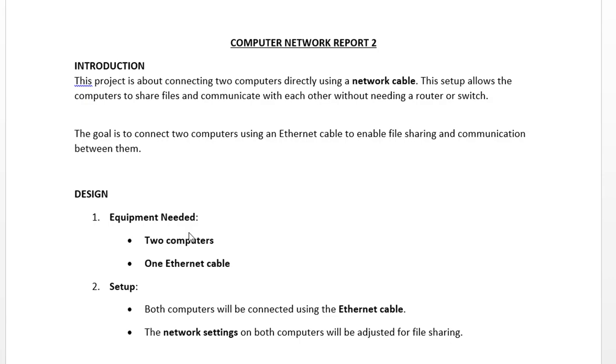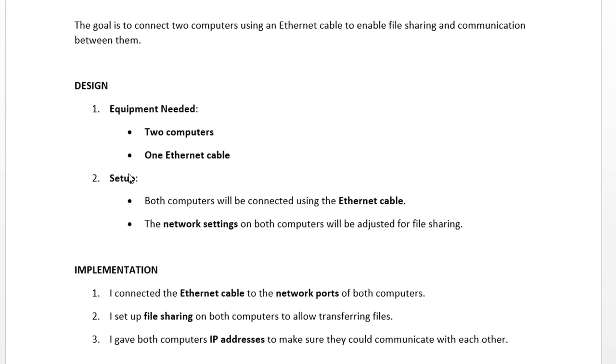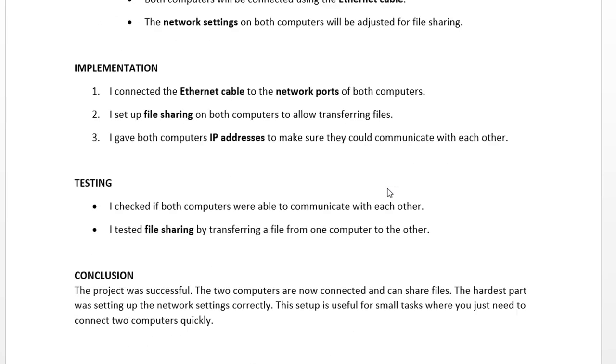Okay. Design. Now the design is what you're supposed to do, remember. So the design here is, first point, the equipment we need. We just need two computers and one cable. So an Ethernet cable, because we are calling it like that. Now the setup means how you're going to do it. So both computers will be connected using the cable. It's exactly that. Let me move to the image and explain.